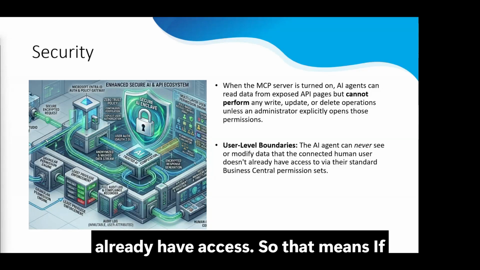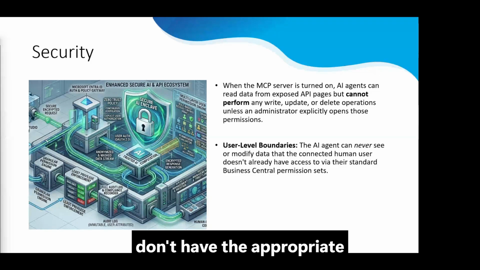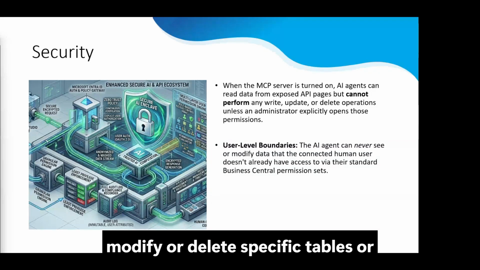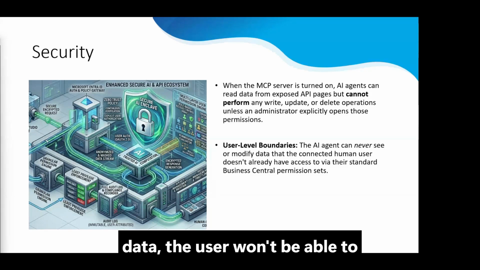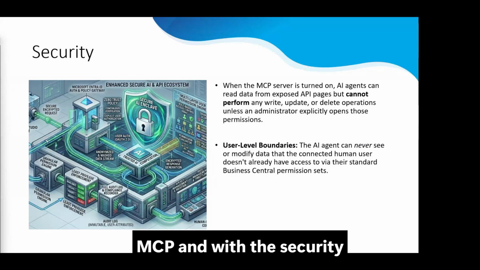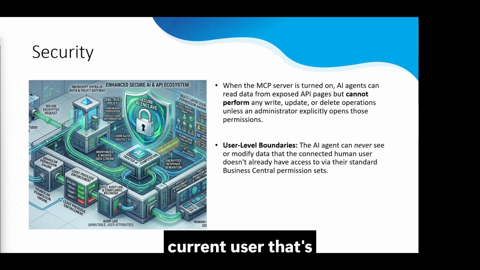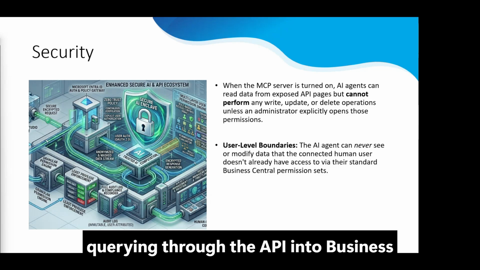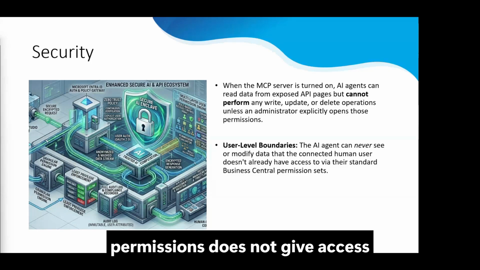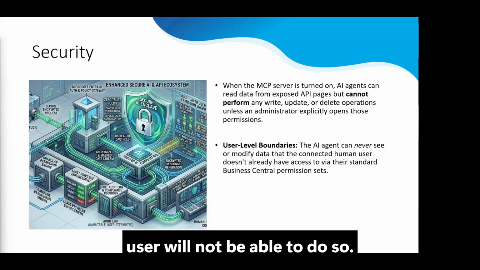That means if the user using the Copilot agent doesn't have the appropriate access in Business Central to modify or delete specific tables or data, the user won't be able to do so. The security layer uses the permissions of the current user who is querying through the API into Business Central. And if those permissions do not give access to update or delete specific tables, the user will not be able to do so.